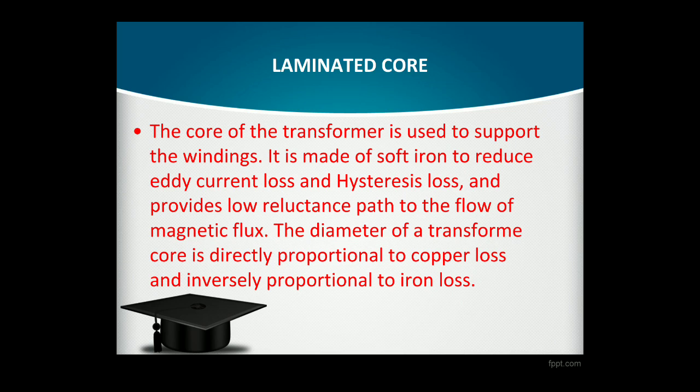The diameter of the transformer core is directly proportional to copper loss and inversely proportional to the iron loss. So if the diameter of the core is increased, then the copper loss is increased and the iron loss is reduced. So this is the laminated core.